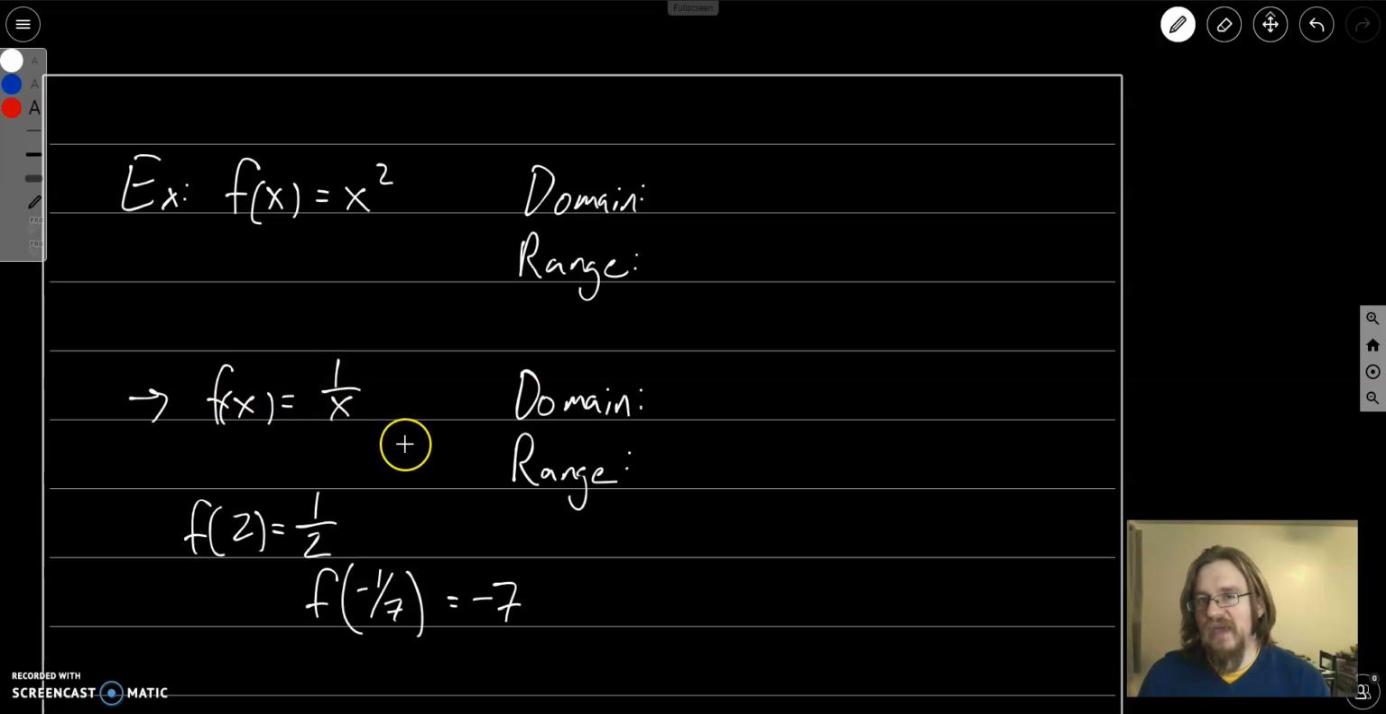And there's one number that we can't. We can't divide by 0. So if I try to plug a 0 into this function, we're going to break things, and I'm going to try to divide by 0. So the domain should be every real number except 0.